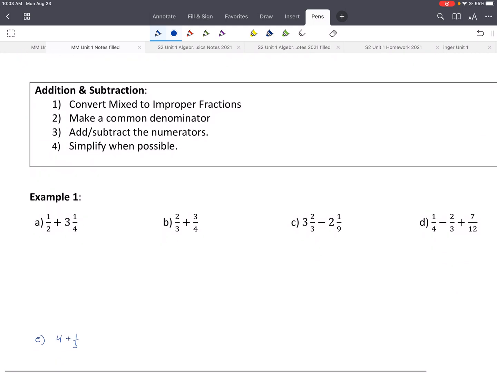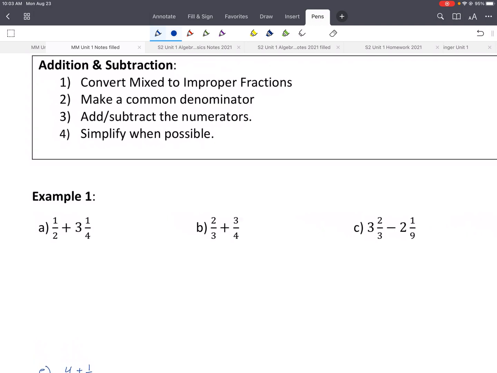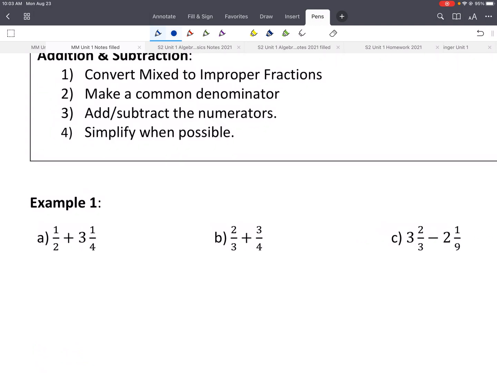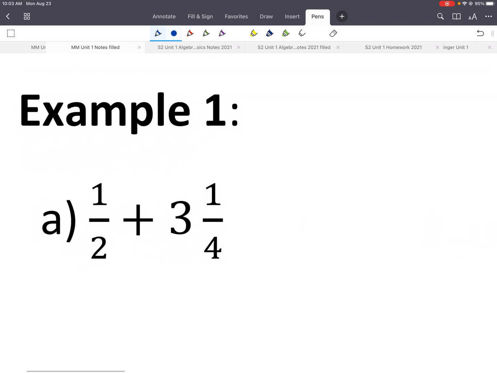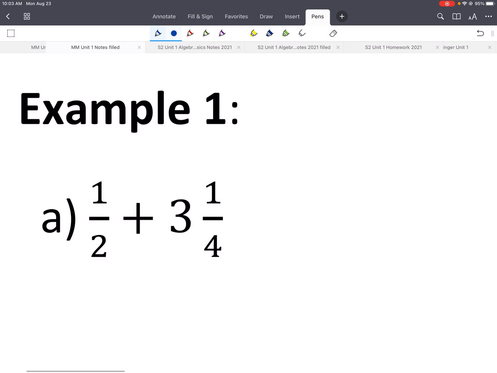So here are a few examples. Here's kind of like steps on how to add or subtract. So first off, what we need to do is convert any mixed fractions into improper fractions. So, for example, we have 3 1/4. How do we write that as an improper fraction? Well, this is how I will teach it.